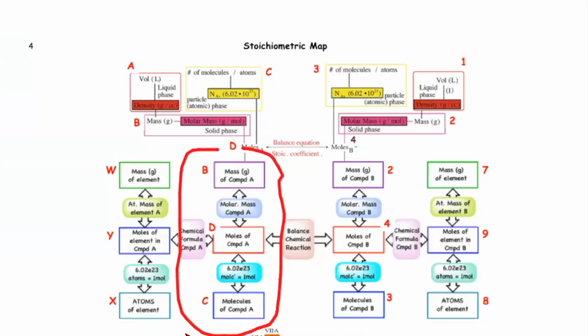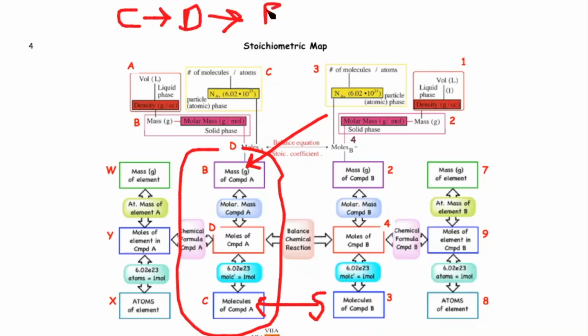If you look at the problem, it tells you you have 4 times 10 to the 21st molecules of water. That's this right here, molecules of compound A. Our compound A is water. And that's our starting point. Where are we going to end up? Look at the question. What is the mass? We're ending up here. So our sequence is C to D to B.